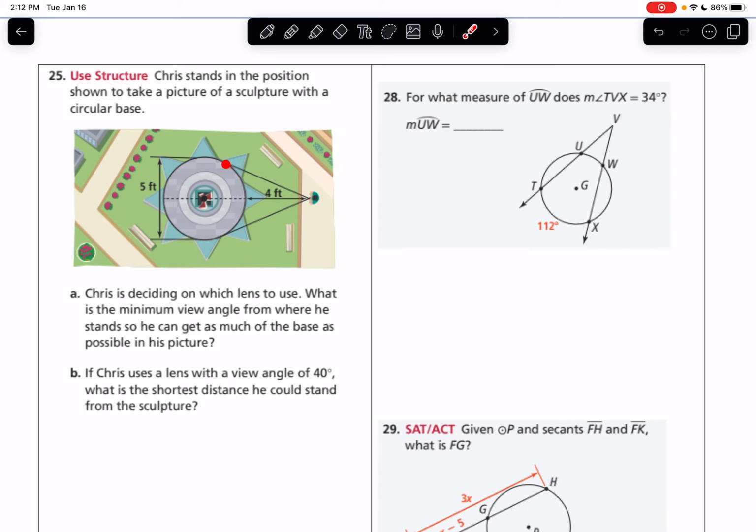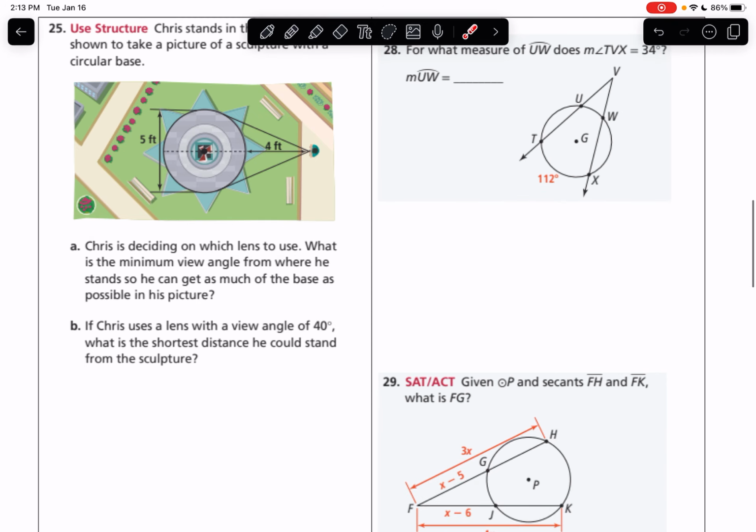So when he's looking at the edges of the fountain, he can't see around the back. He can only see a tangent line with the fountain. The last furthest point out of the statue that he's going to see is the point tangent to the statue, and the point tangent to the statue on this side. So he's got a tangent angle. This is asking us to find the measure of that tangent angle. What is that view angle that we can use to get the most possible sculpture in the picture when we stand 4 feet away from the sculpture?